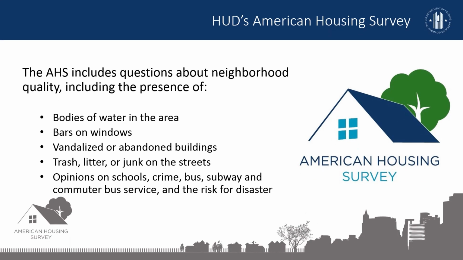The AHS also includes questions about neighborhood quality, including the presence of bodies of water in the area, bars on windows, vandalized or abandoned buildings, trash, litter, or junk on the streets, as well as opinions on schools, crime, bus, subway, and commuter bus service, and the risk for disaster.